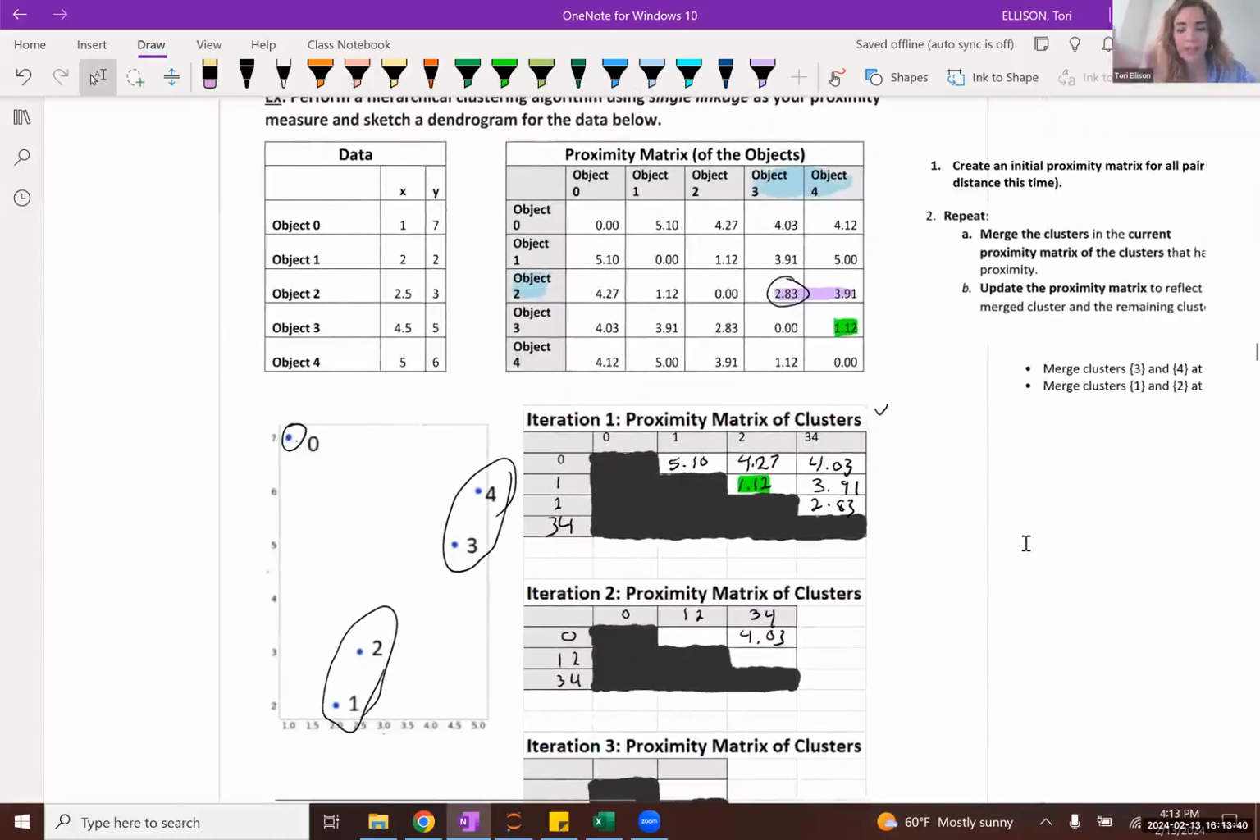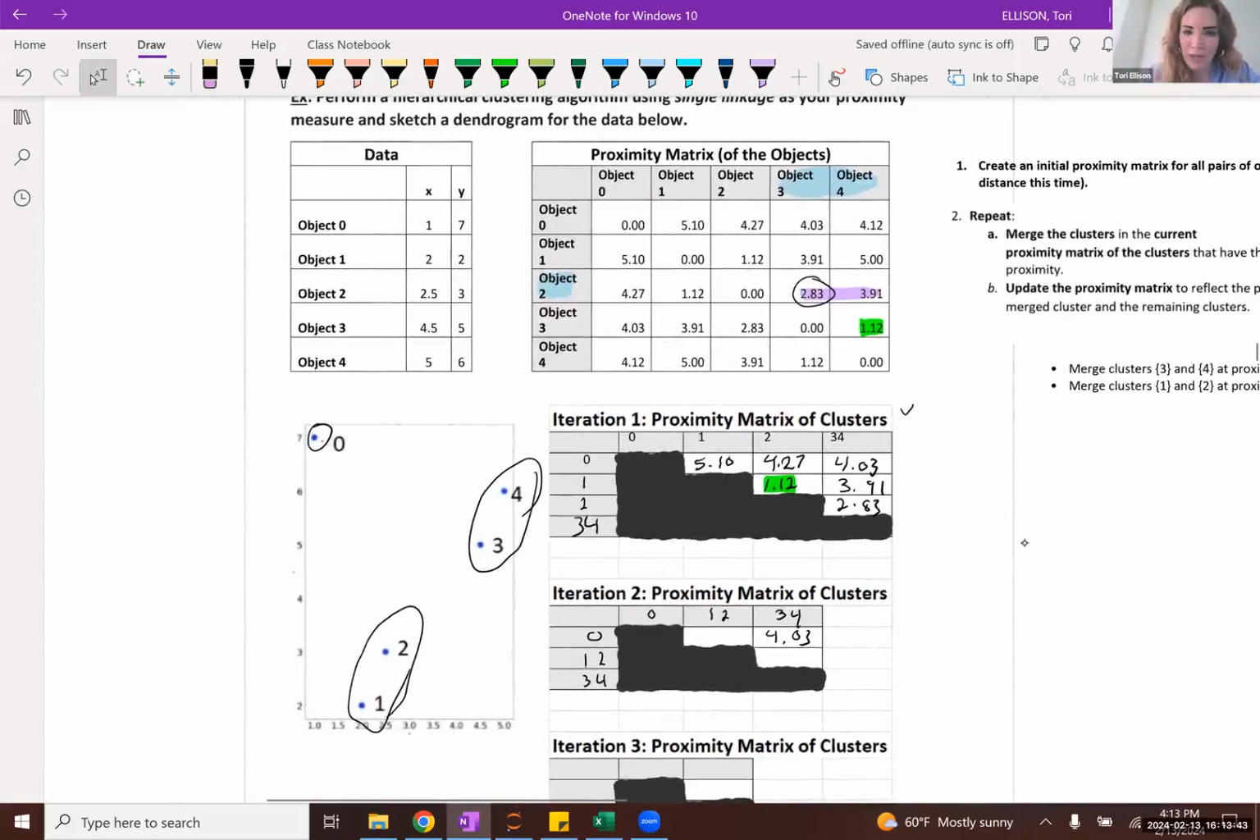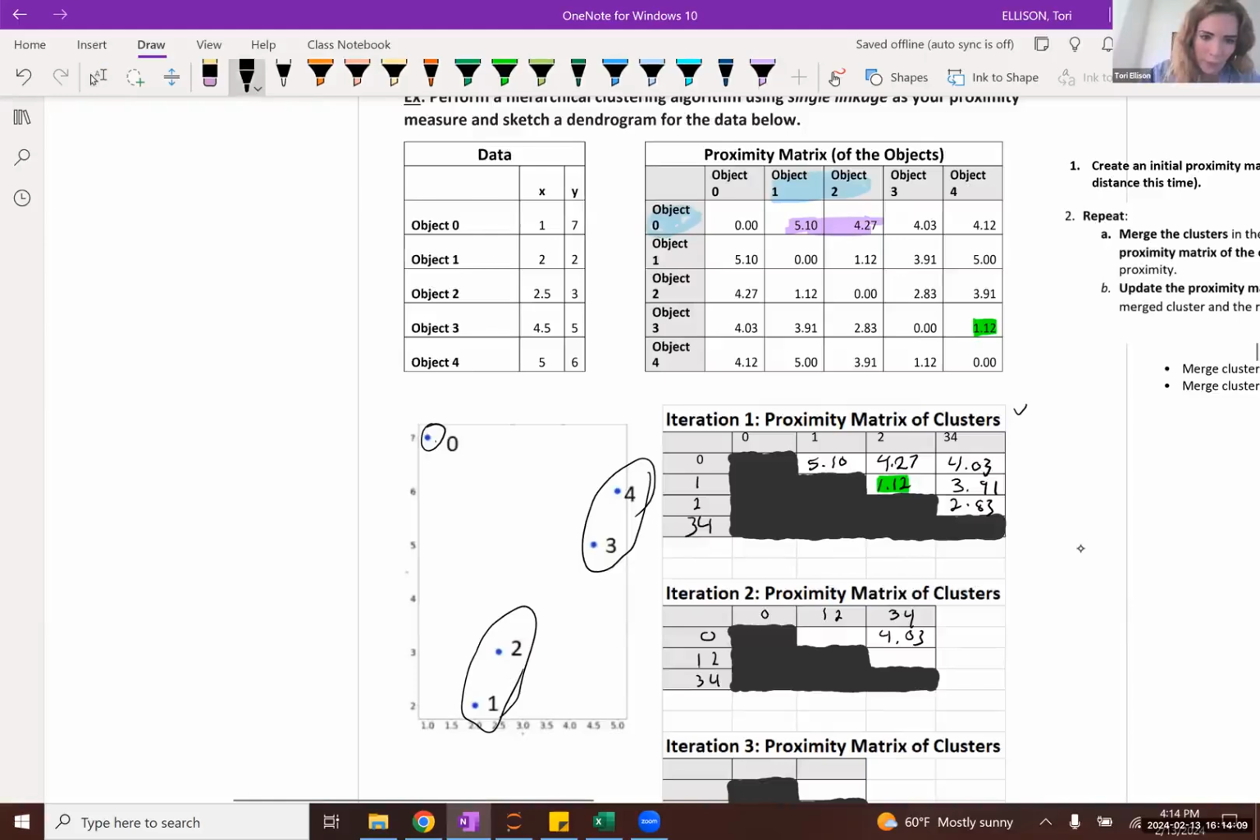We're going to use that single linkage function again to measure the distance between two clusters. If we want to find the distance between cluster 0 and cluster 1, 2, what we're going to do is find the distance between the two closest points in those two clusters. So we see that 0 and 2 are the two closest points with a proximity or distance of 4.27. So that would be the distance between those two clusters.